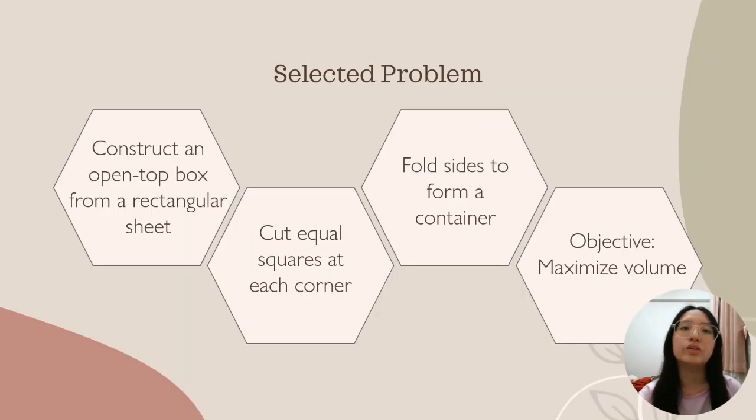So now I will introduce the problem that I selected for this task. The problem involves constructing an open-top container from a rectangular sheet of material. In this process, equal squares are cut from each corner of the sheet, and the sides are folded up to form a box. The objective is to determine the size of the square cut, represented by x, that will produce the maximum volume of the container.